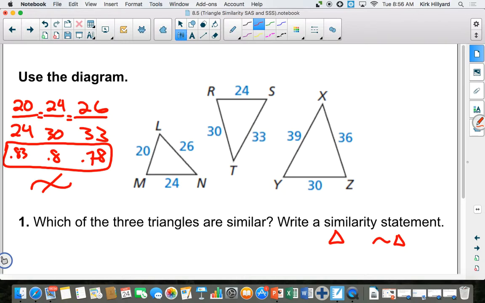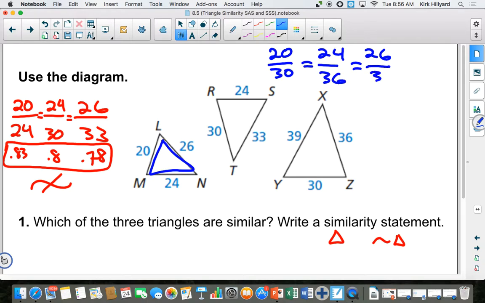So we're going to set up another proportion here. I'm going to use the same order. I'm going to go 20, 24, and 26 from this triangle right here. And then we're going to go to this triangle here. My smallest is 30. The next size is 36. And the next size is 39.